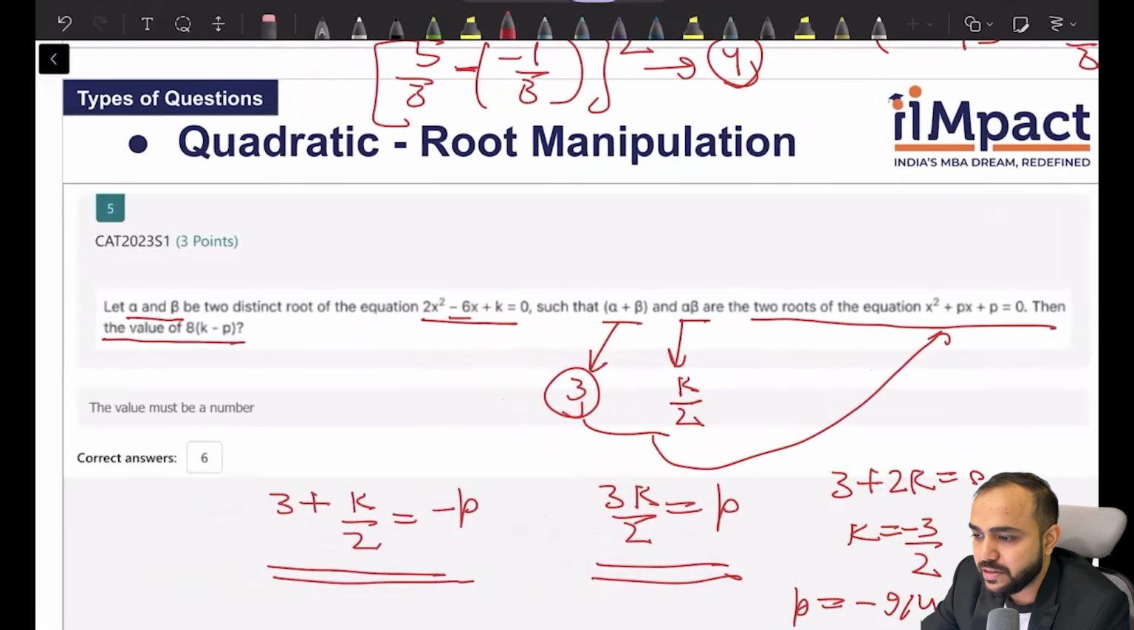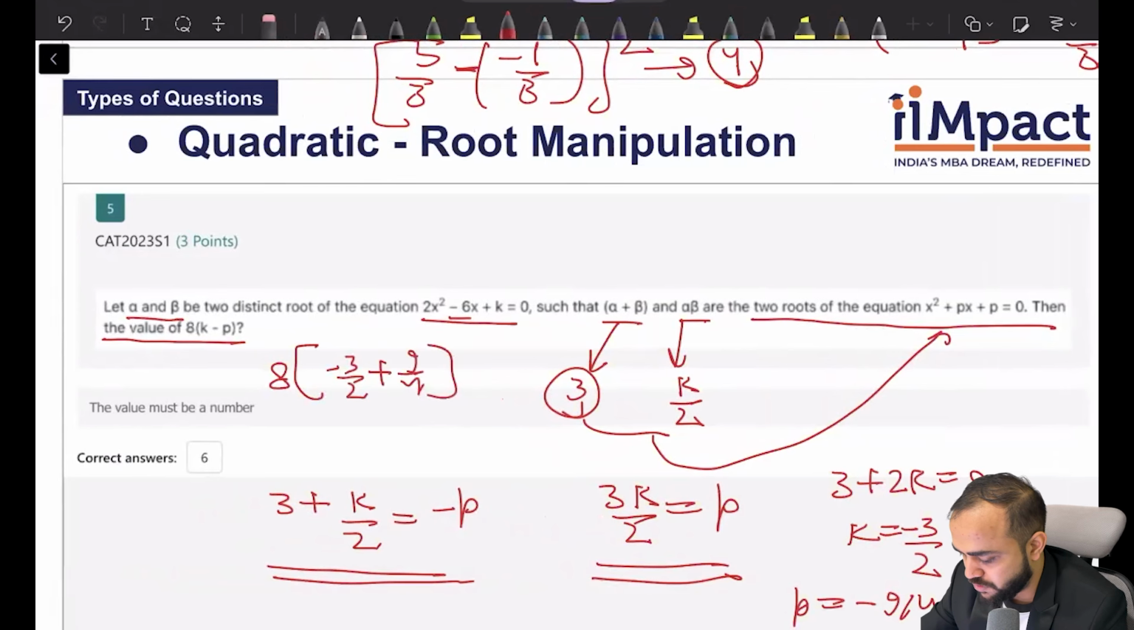This seems correct, right? K is equal to minus 3 by 2 and p is equal to minus 9 by 4. And this is something I can now just substitute back. 8 into minus 3 by 2 plus 9 by 4, which is going to be 4, 6, 9 minus 6, 3, 3 by 4 into 8.